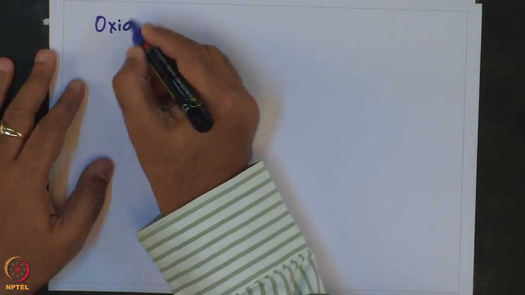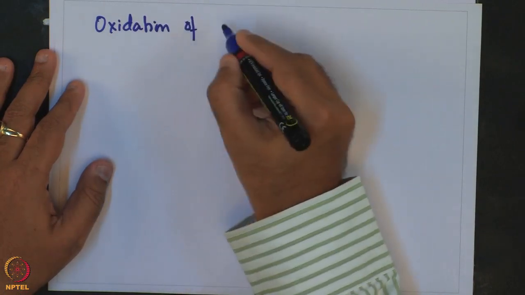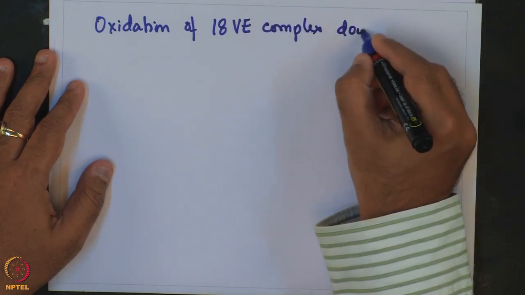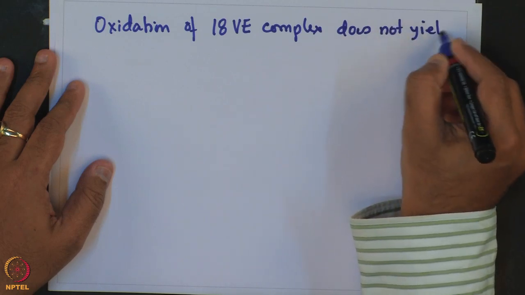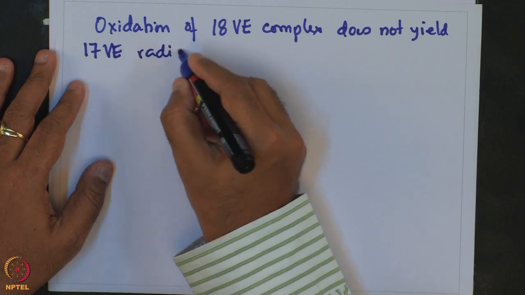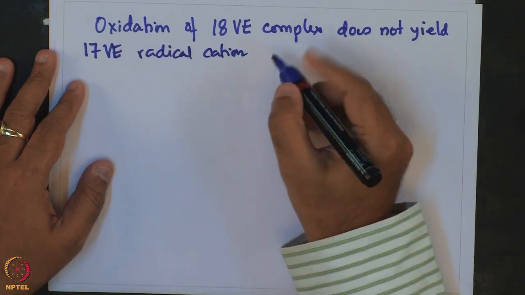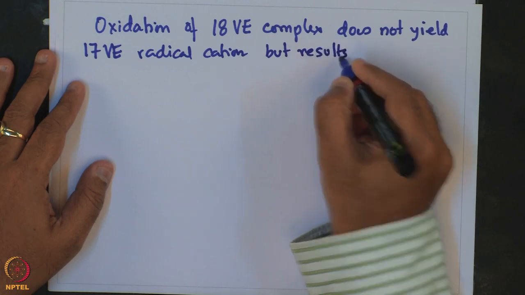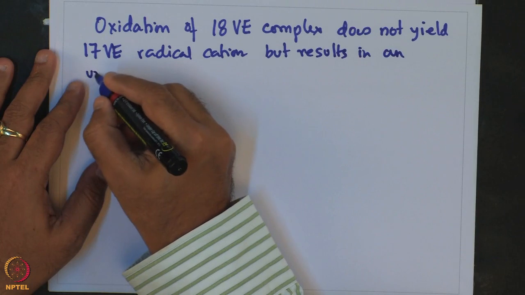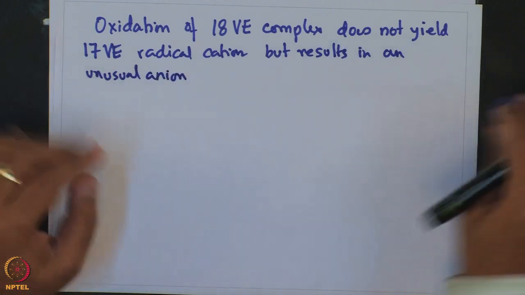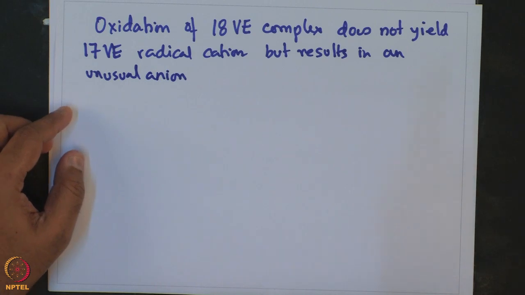Oxidation of an 18 valence electron complex does not yield a 17 valence electron radical cation, but results in an unusual anion, and this is illustrated by the example over here.